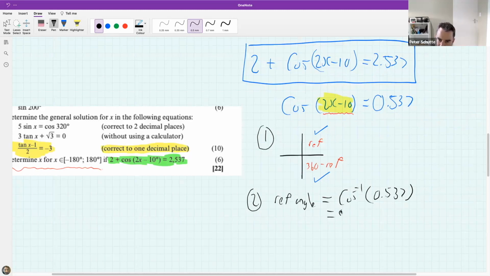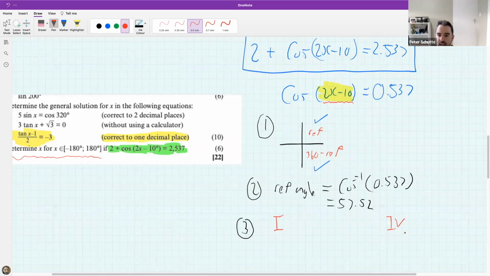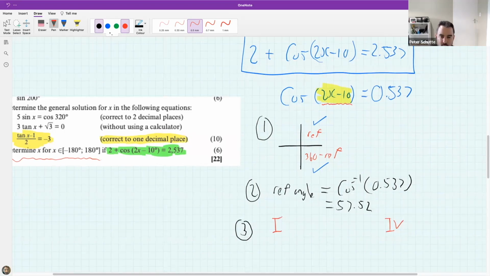So we are getting 57.52. Now, good news is we can go to step 3: what are the quadrants that are going to have my solutions? It's going to be quadrant number 1, and it's going to be quadrant number 4.